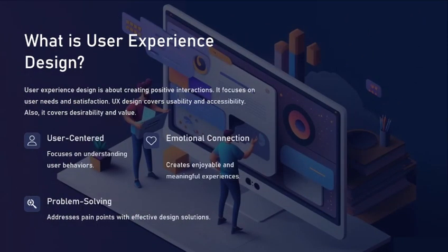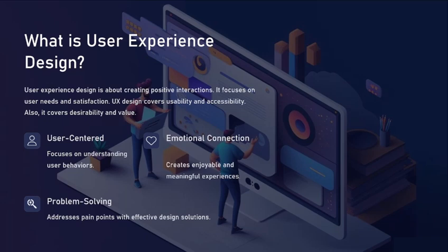So, what exactly is UX design? It's all about putting the user first. It's about creating positive interactions by focusing on their needs and ensuring their satisfaction. This goes beyond just making something usable. It's about making it enjoyable, meaningful, and valuable.